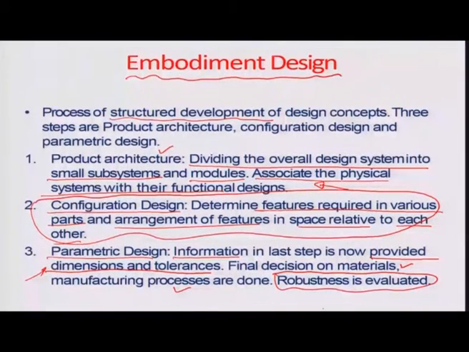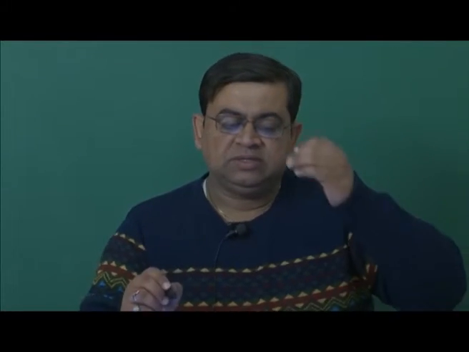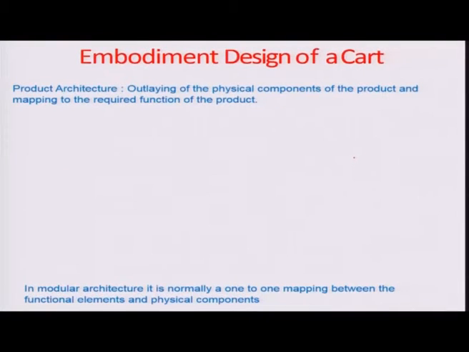So, we are going to lay out some different discretized products and try to give you an understanding of how the structured development of the design concept is done. So, let us look at it in detail. The first part, which is the product architecture in the embodiment design, can be better understood by this example of designing a cart. There are these carts which are used for carrying luggage at the airports, from the collection stations all the way to the airplanes and back.